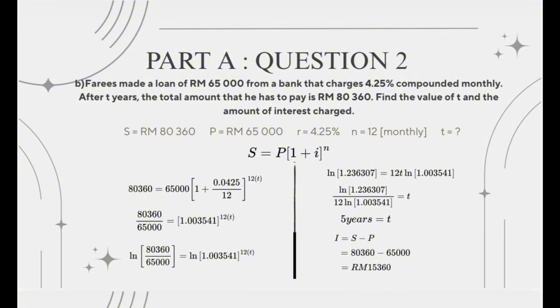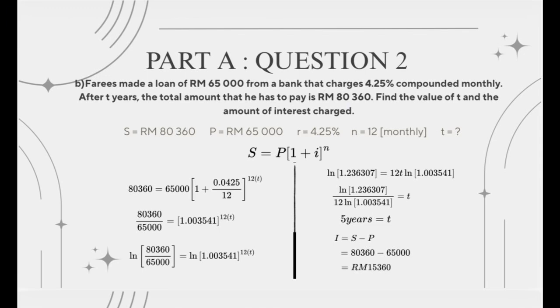We use the formula for compound interest. S equals P bracket 1 plus I close bracket to the power of N. We substitute the principal amount, the monthly interest rate, and the final amount. After rearranging the formula and applying log, we solve for N, which represents the number of months. Convert months to years, the value of T is 5 years.